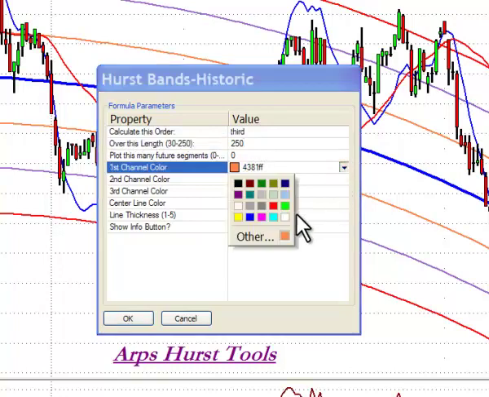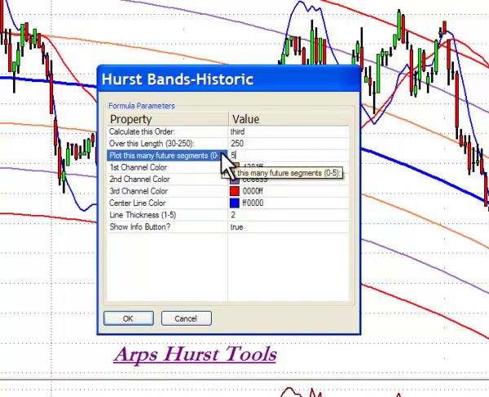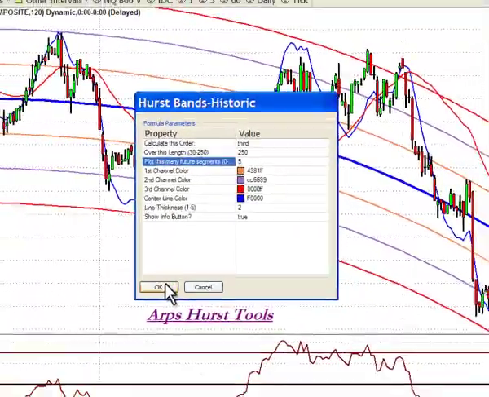These tools are also designed to allow for color preferences as well as alert preferences to suit each trader's individual needs. As noted earlier, the Arps Hurst Band Historic tool also enables the user to project these calculations into the future.